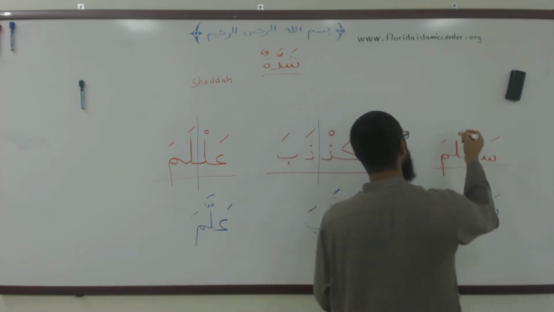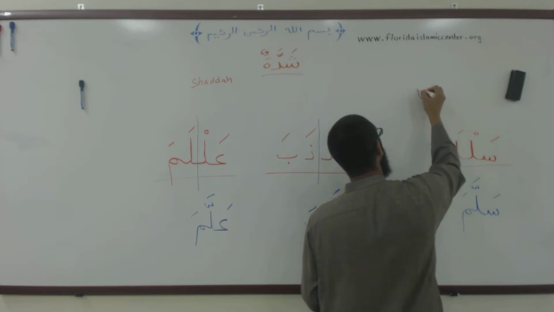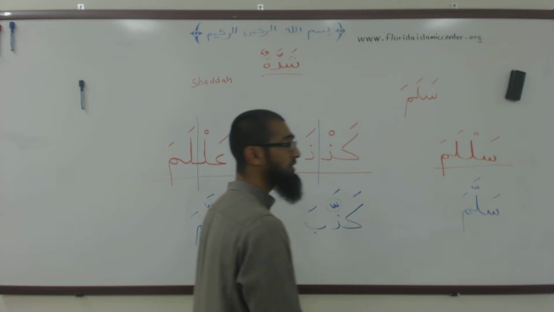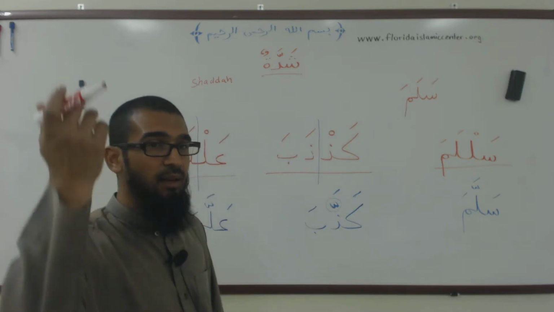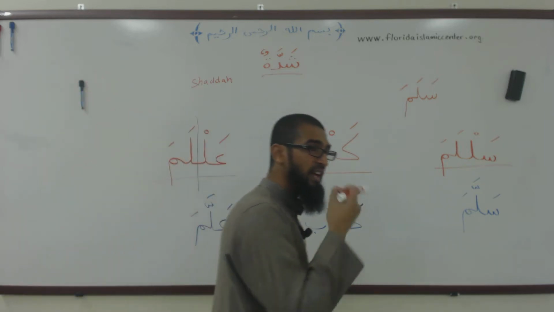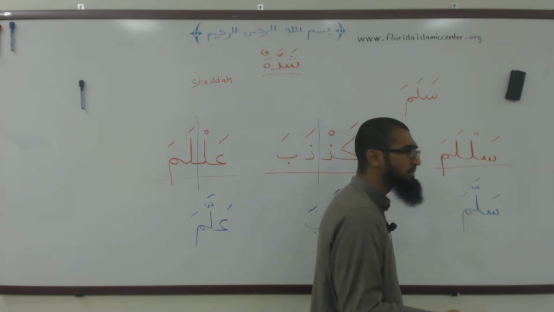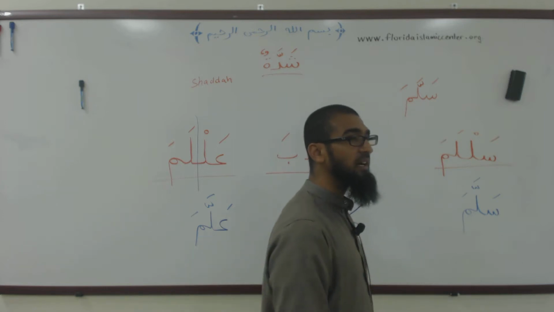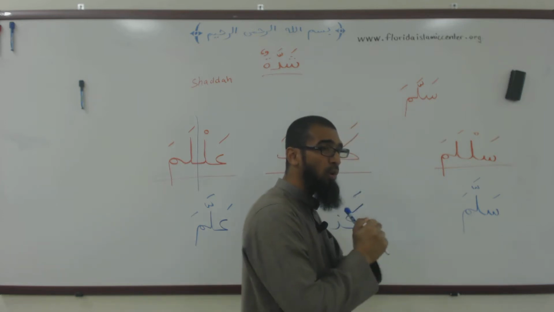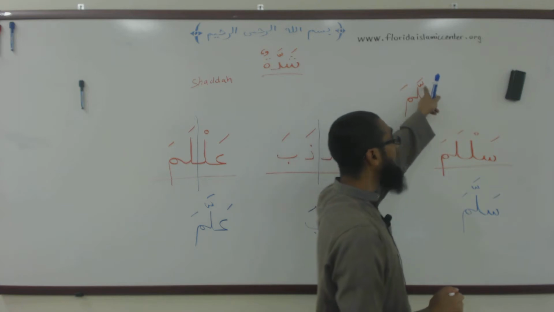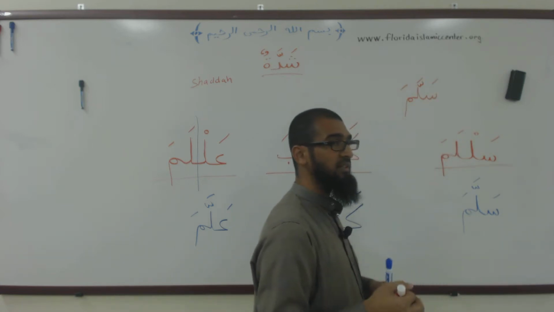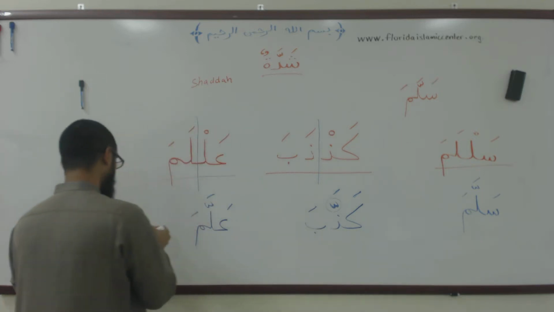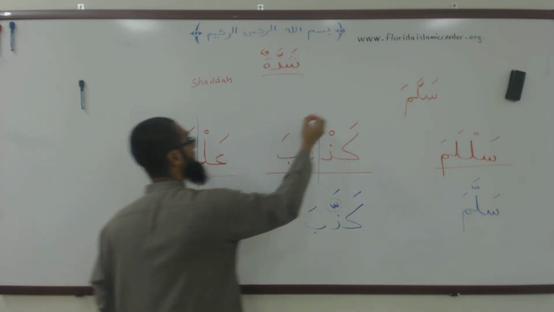If you read it like this, how do you pronounce that? No shadda on it. What would it be? Salama, right? Do you hear a shadda on the lam? No. But when you put the shadda on it, it becomes sallama. You hold that lam sound. Sallama. Okay? Kadhaba. Allama. Okay? Here's another one.